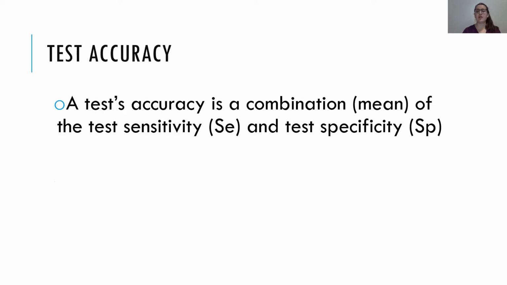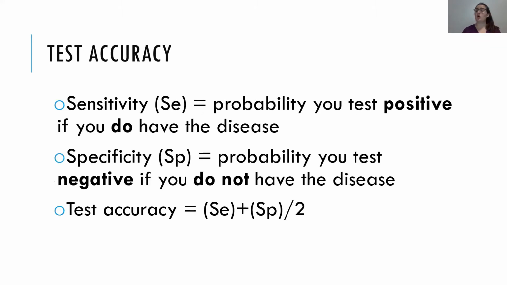A test accuracy is a combination, or a mean, a statistical average of the test sensitivity and its specificity. Sensitivity is the probability that you test positive if you do have the disease. So if you actually have COVID, you want your test to come back positive. You want to get that true positive result that says, yes, you are sick. We did find COVID in your test result. Specificity is the probability that you test negative if you do not have the disease. So if you're healthy, you don't have COVID, you want your test to come back negative.